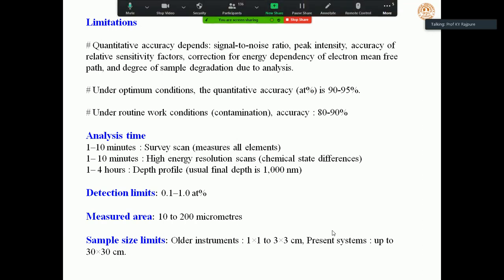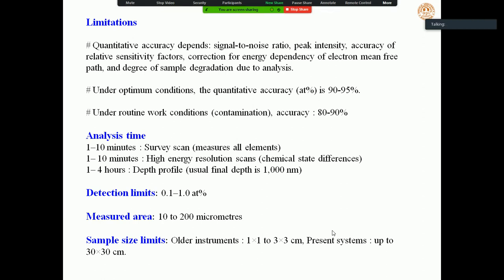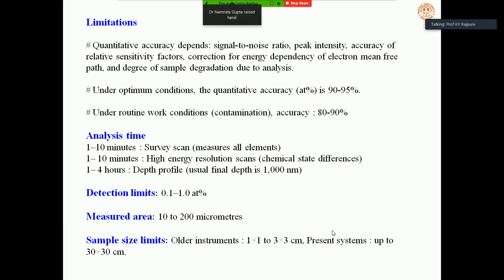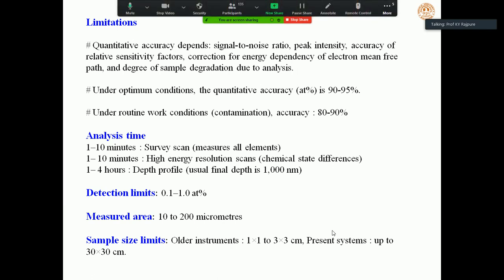Quantitative accuracy depends on the signal to noise ratio. If your signal is too weak, then noise will override the signal, and it is very difficult to identify your material. But if the signal strength is more, then it is very easy to do the analysis with the help of the XPS technique. Peak intensity, accuracy of the relative sensitivity factor, and correction of the energy depend on the electron mean free path. This is very important. So vacuum is needed.